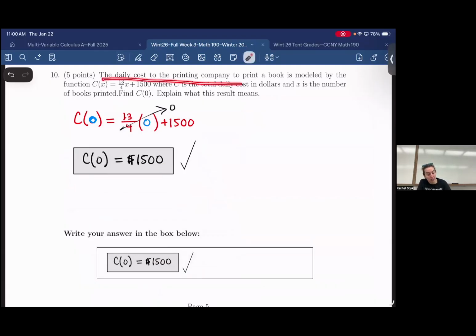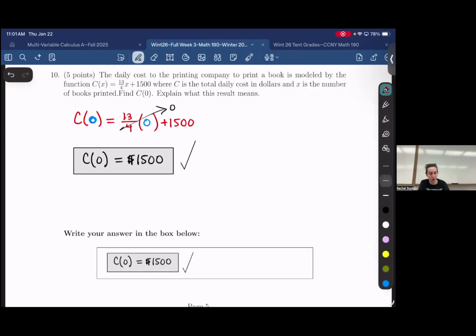Let's go back to reading the problem. The daily cost to the printing company to print a book is modeled by this function. C represents the total daily cost in dollars, and X is the number of books printed. So when 0 books are printed, our daily cost is going to be $1,500. That $1,500 is that base cost without printing any books. It's your definition of y-intercept, right? That initial cost before any production begins.